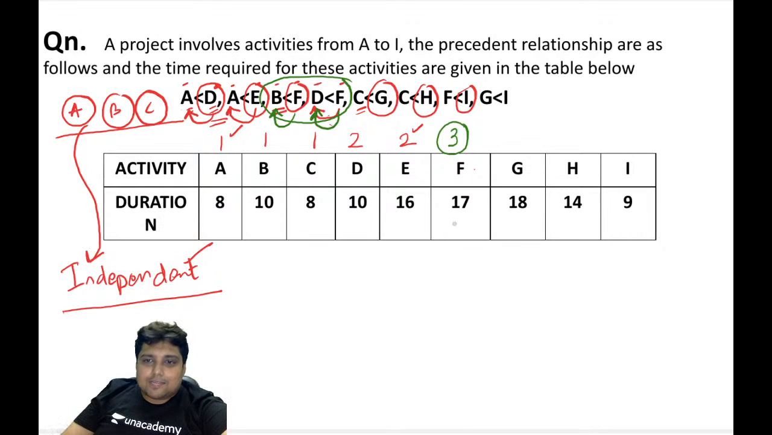Let's move on to activity G. G is after C. C is 1. So again, my friend, C is 1, so G is 2. We don't have any other data. Let's move on to activity H. H is after C. C is 1. So again, H is 2.